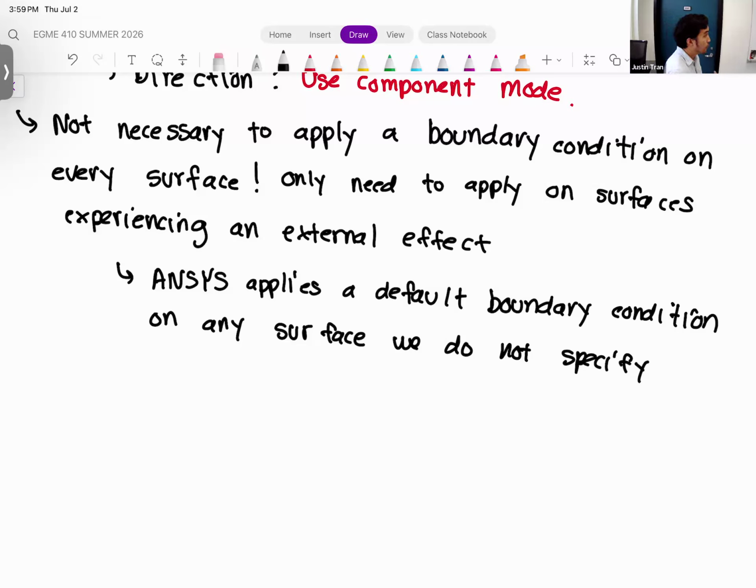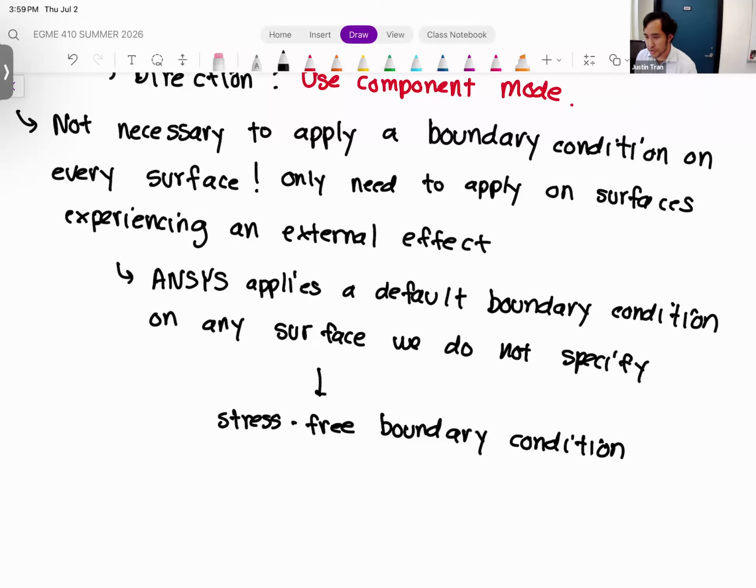Okay, so the default boundary condition that ANSYS applies to any surface that we don't specify is what's called a stress-free boundary condition. Which essentially means that there's no force being applied there. Okay, so technically it's a load type boundary condition, but it has just a load of 0. Okay, so it can't be a constraint type because without any information, we can't specify what the value of the solution would be. But we can at least apply a stress-free boundary condition. But that's applied by default. So you don't have to do that.